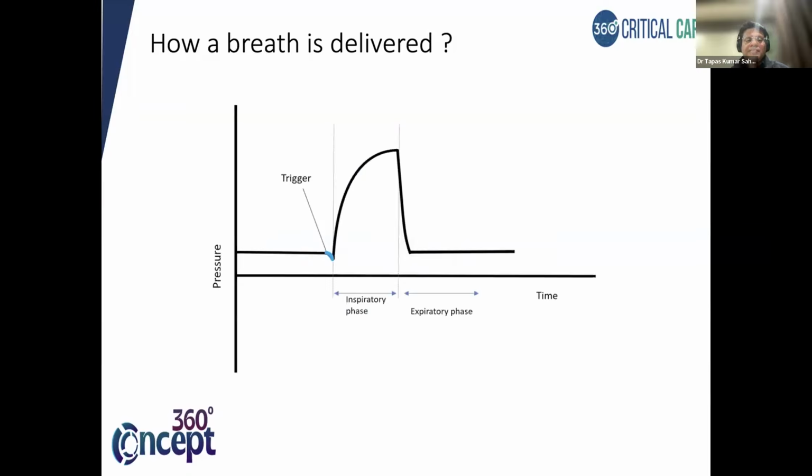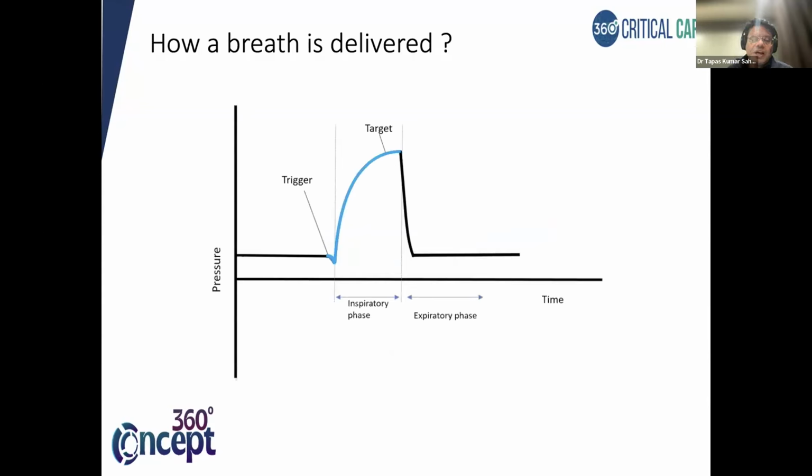Now here comes the patient's trigger. The patient is trying to breathe, and that is initiating the inspiratory phase. So the blue mark is the trigger. The patient is trying to take the breath inside, and that is actually triggering the ventilator to give the breath.